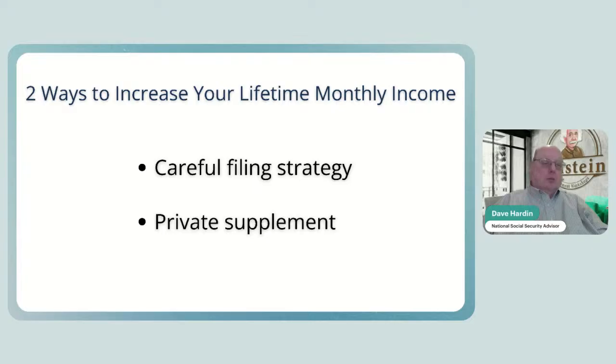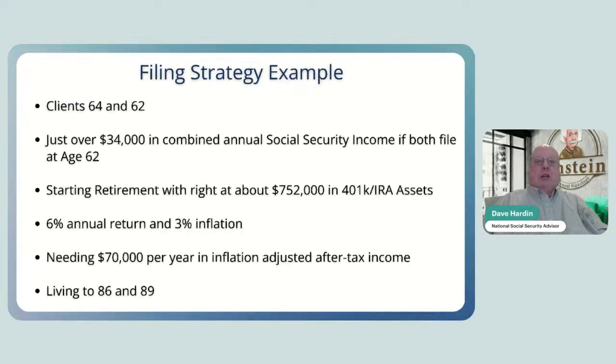Look, I'm looking at the time, and I want to get to this because I think this is the most important thing I'm going to show you tonight. This is a case study on a married couple in retirement. I want you to see the impact of not doing tax planning. This is a very typical client, 64 and 62, just over $34,000 in combined annual Social Security income if both take it at age 62.